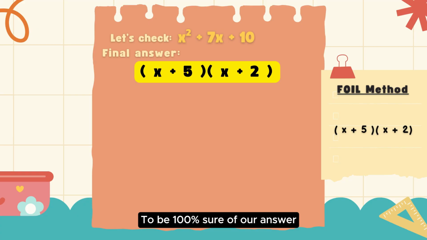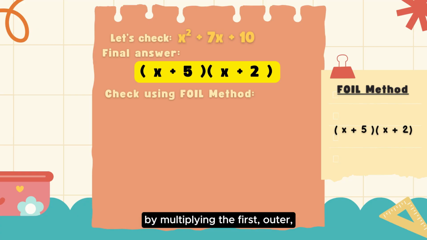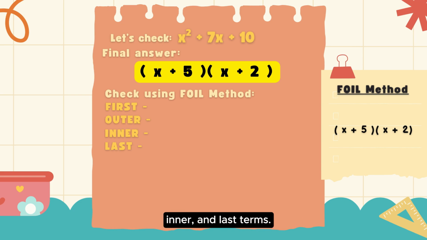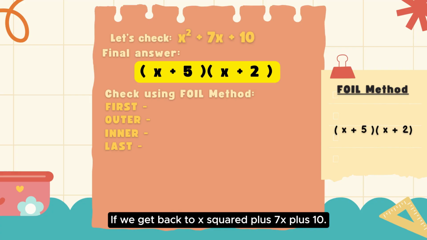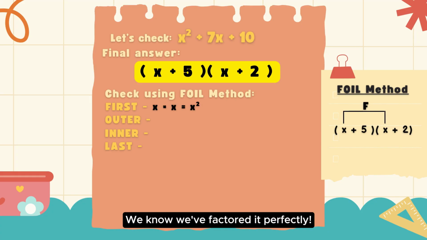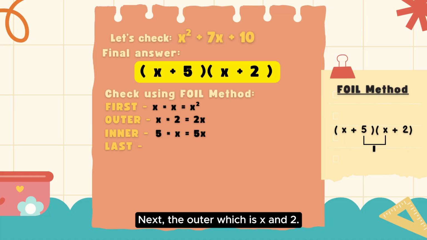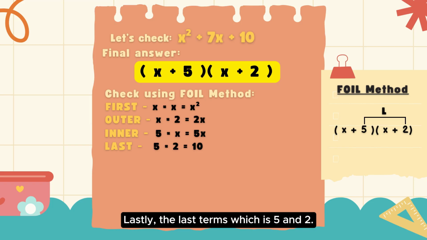To be 100% sure of our answer, we can check our work using the FOIL method by multiplying the first, outer, inner, and last terms. If we get back to x squared plus 7x plus 10, we know we've factored it perfectly. First, multiply the first terms, which is x and x. Next, the outer, which is x and 2. Third is the inner, which is 5 and x. Lastly, the last terms, which is 5 and 2.